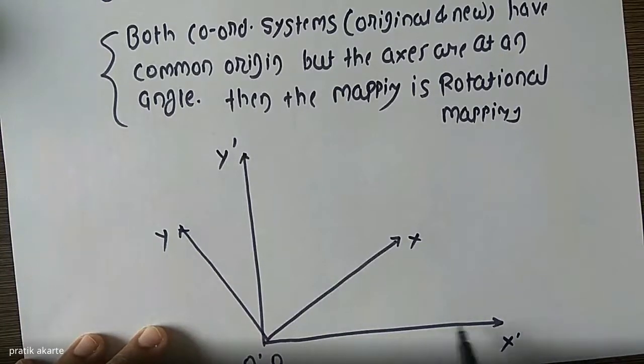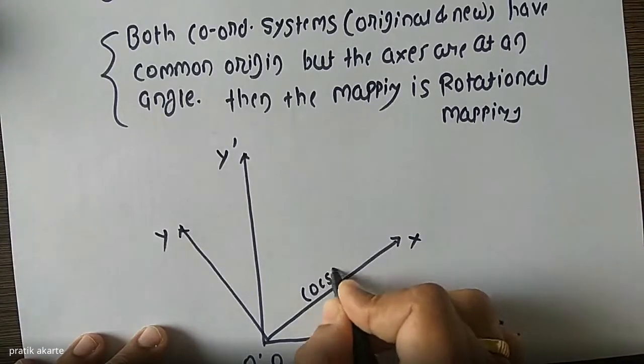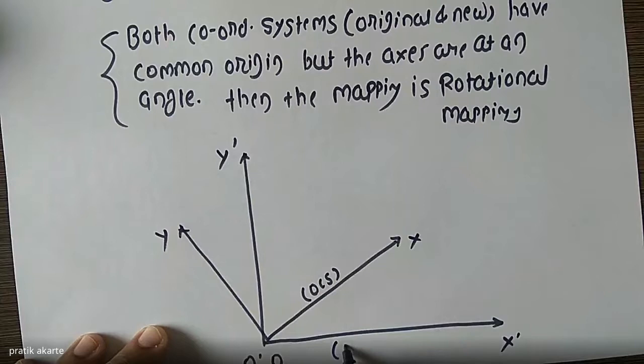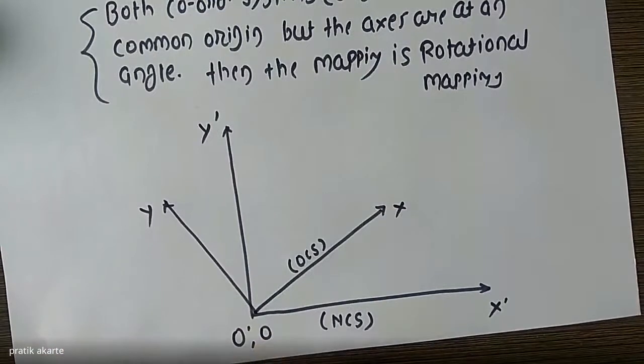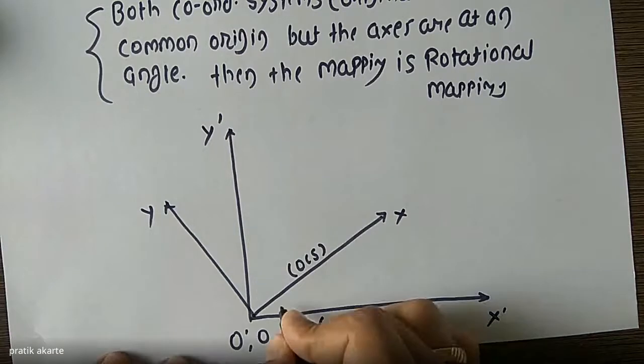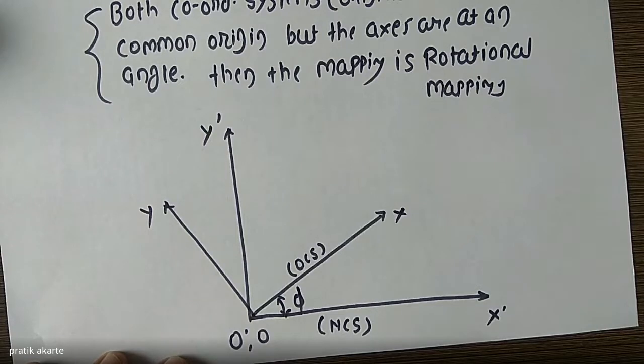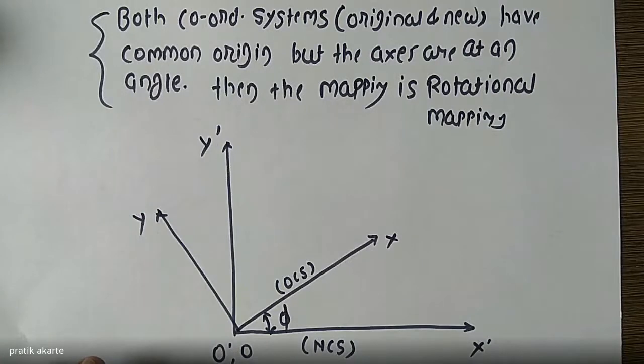So these are the two coordinate systems. I name it as original coordinate system, and I name it as new coordinate system. So you can see that the origins are the same for both the coordinate systems, but the axes are at an angle. Okay, so let us say this angle is phi. So this is what we call as rotational type of mapping.